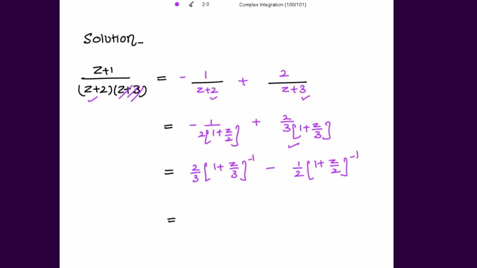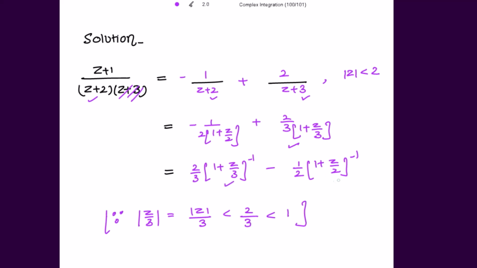And now before the expansion, let me check whether this is strictly less than 1 or not. It is given to us that mod of z is strictly less than 2, right? Mod of z over 3 is equal to mod of z over the absolute value of 3, which is 3, and it is given that mod of z is strictly less than 2, and this is divided by 3, and 2 over 3 is itself strictly less than 1. So now we can expand this expression, right?